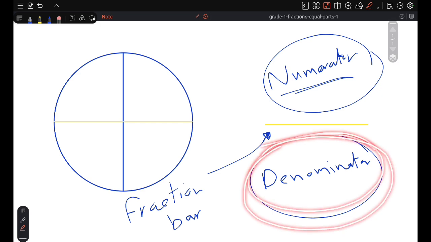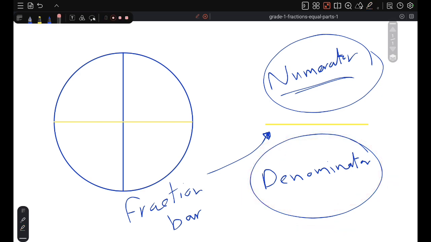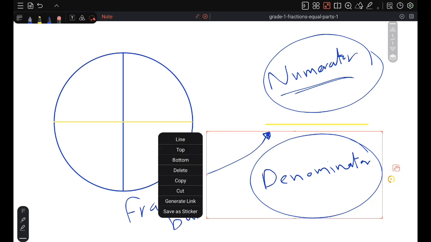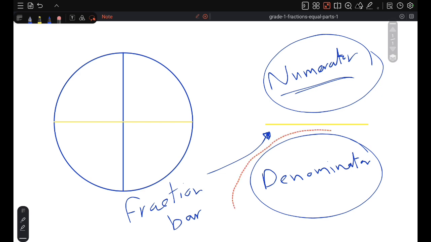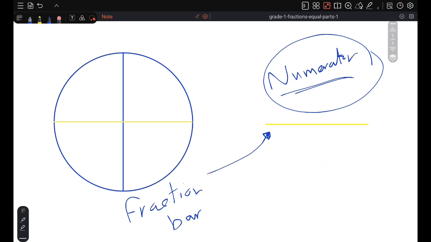What does the denominator represent? The denominator represents the number of equal parts. Again, the denominator represents the number of equal parts. So in this circle, for example, how many equal parts do I have? 1, 2, 3, 4. I have 4 parts, so the number down will be 4, because I have 4 equal parts.